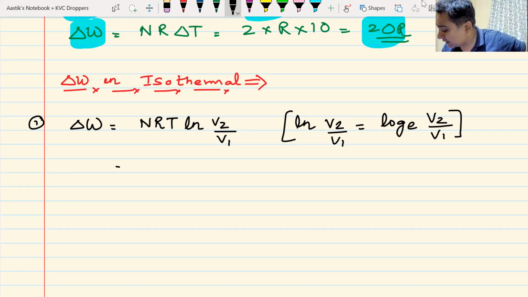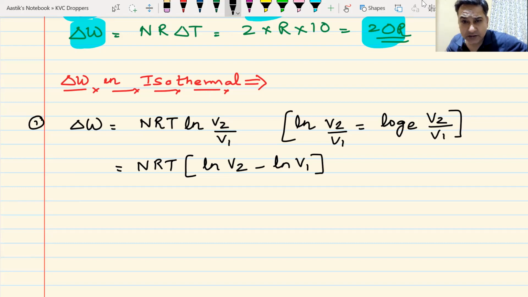Again, there is a mathematical way of writing the same thing in a different way. I'm going to tell you each and every way. This can be written as nRT, ln of V2 minus ln of V1. This is a log property: ln of A minus ln of B is ln of A by B. Do we know this?